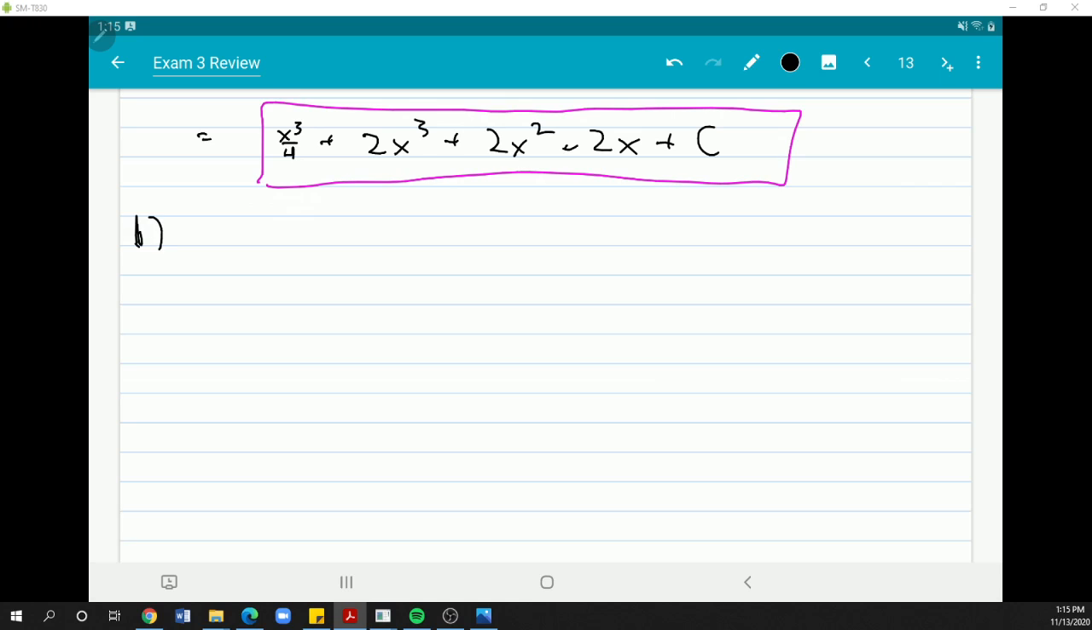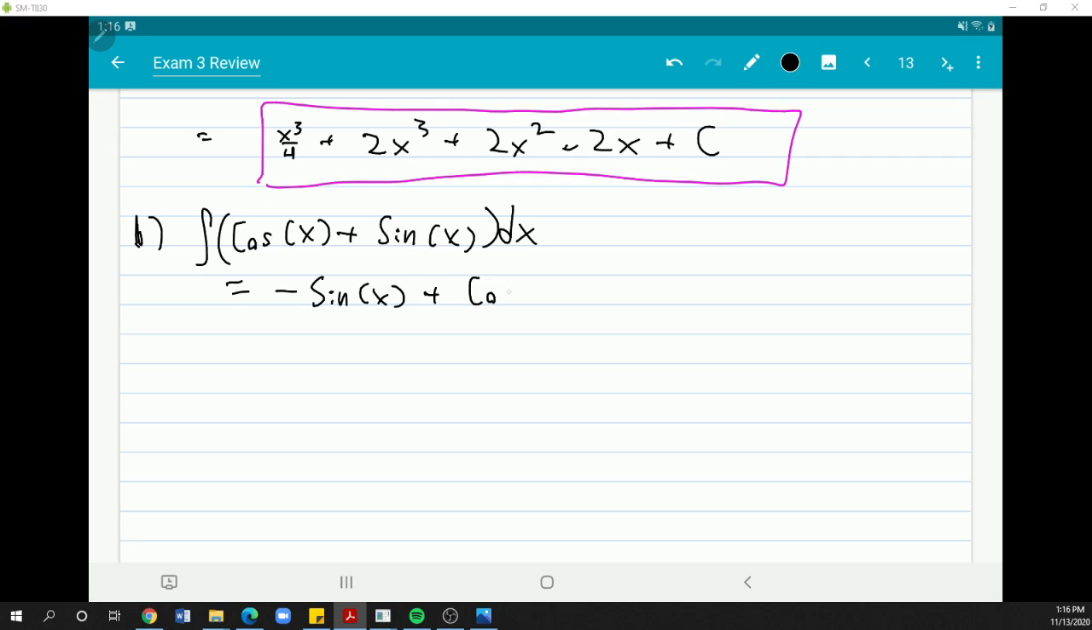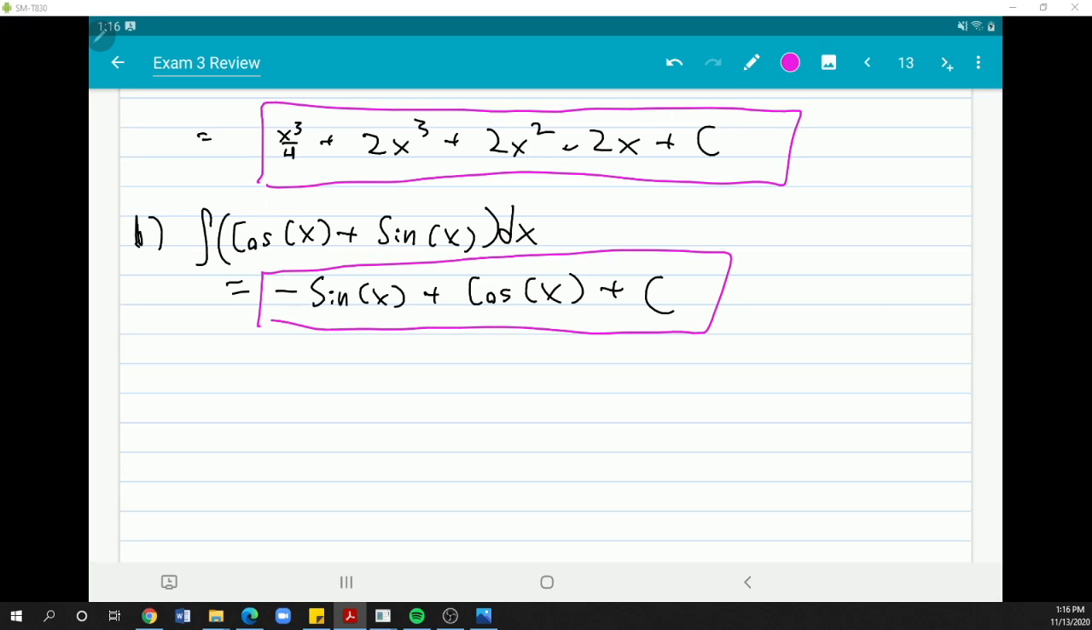So b, now we've got the integral of cosine of x plus sine of x dx. And this is a similar idea. You just kind of have to know what the integrals of cosine and sine are. So here, if I find an antiderivative of cosine, I need sine of x. And if I want an antiderivative of sine, I need minus cosine of x plus c. So this problem just comes down to knowing the derivative of the trig functions, or how these relate, derivatives and antiderivatives wise.